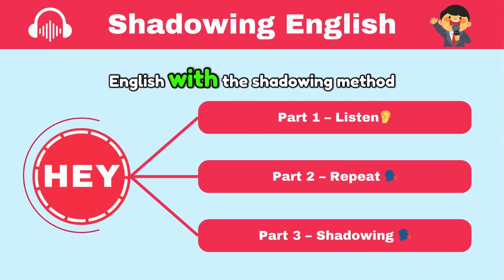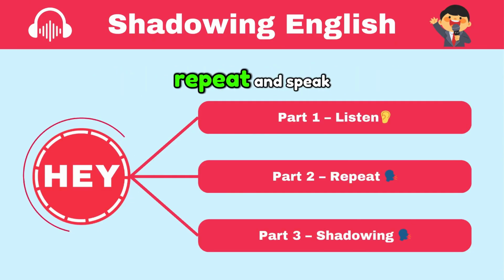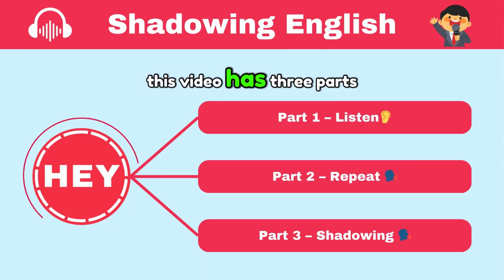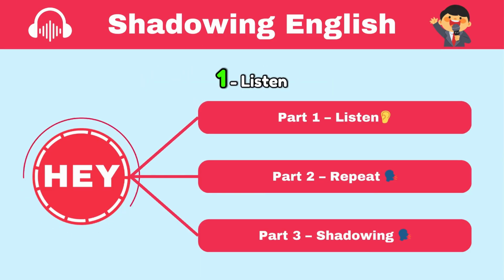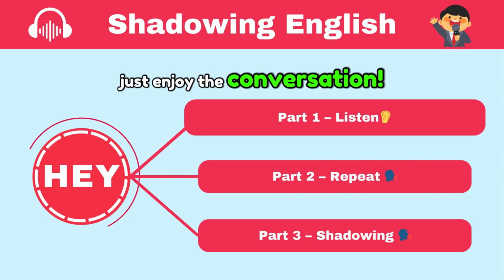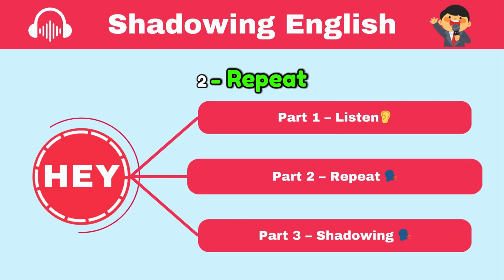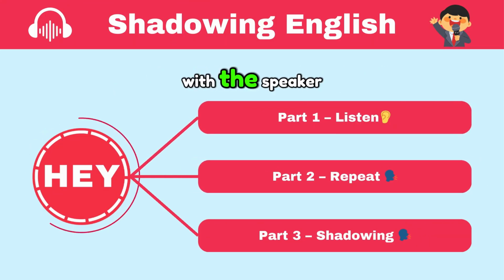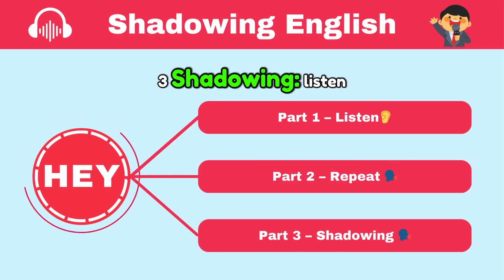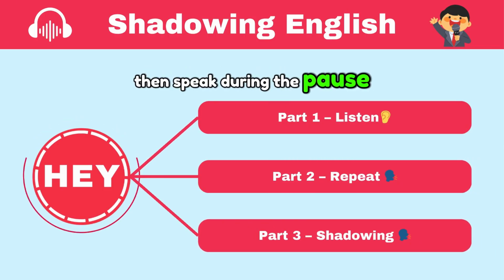Let's practice English with the shadowing method. Listen, repeat, and speak. This video has 3 parts. 1. Listen, just enjoy the conversation. 2. Repeat, hear it twice, then speak with the speaker. 3. Shadowing, listen, then speak during the pause.